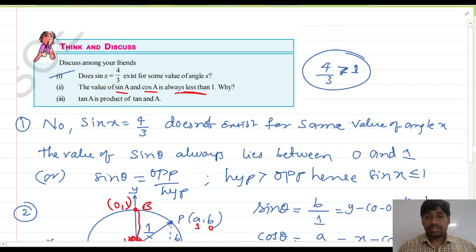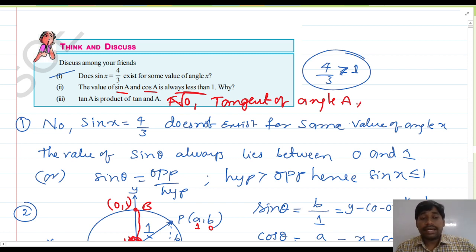The next question: tan A is a product of tan and A. It is a false statement. The reason is that tan A is an abbreviation of the tangent of angle A. So tan A is not a product of tan and A. It is an abbreviation of tangent of angle A. If you separate tan and A, there is no meaning for this. Is it clear? So it is not a product of tan and A.